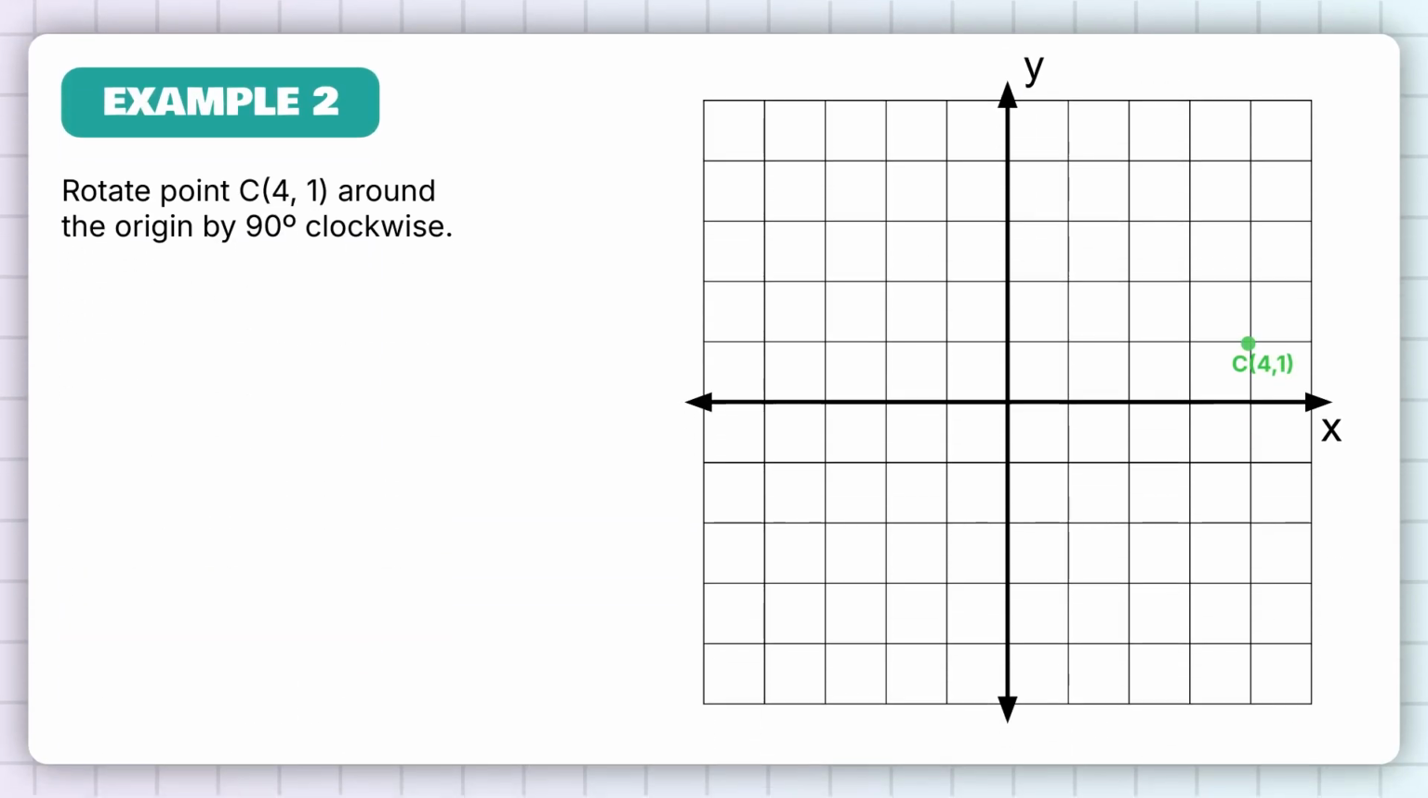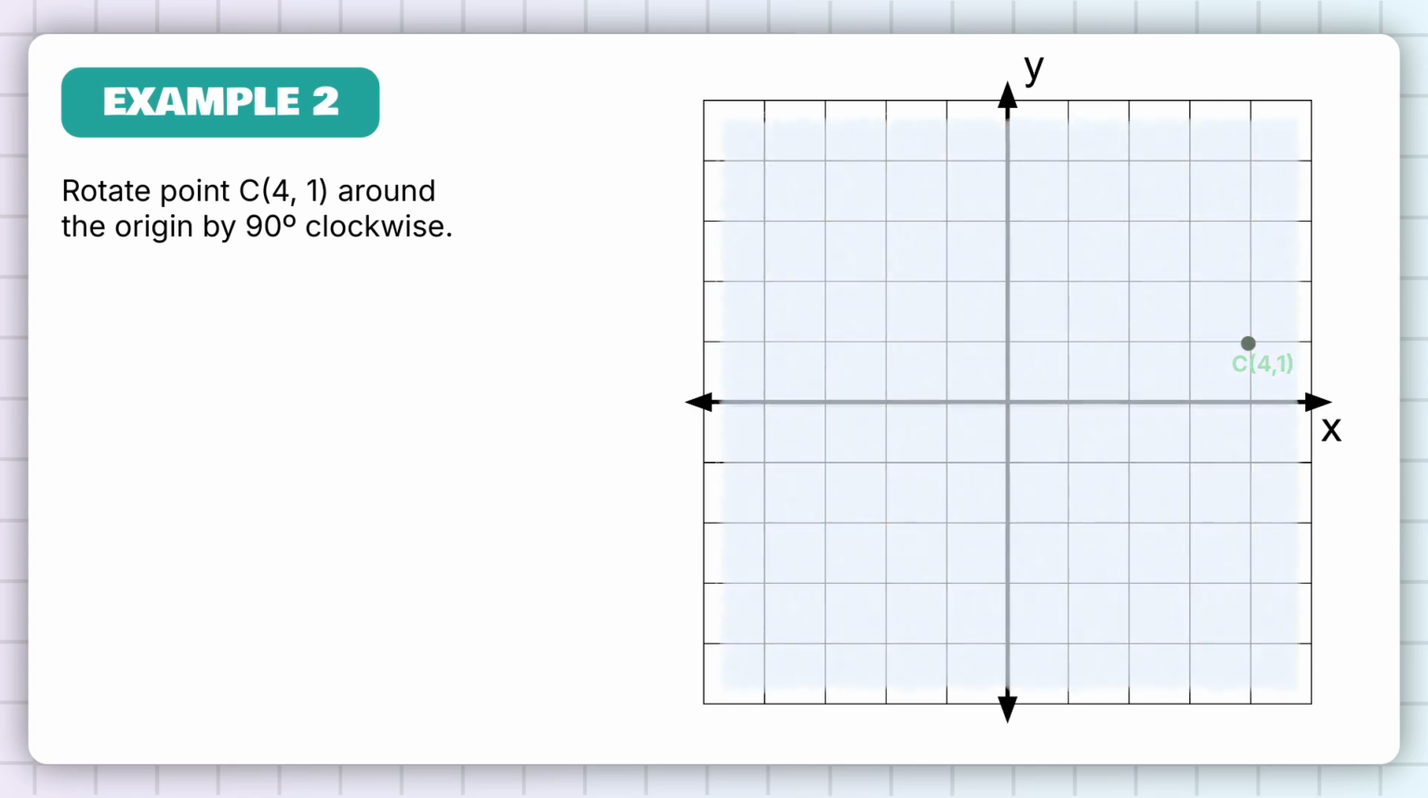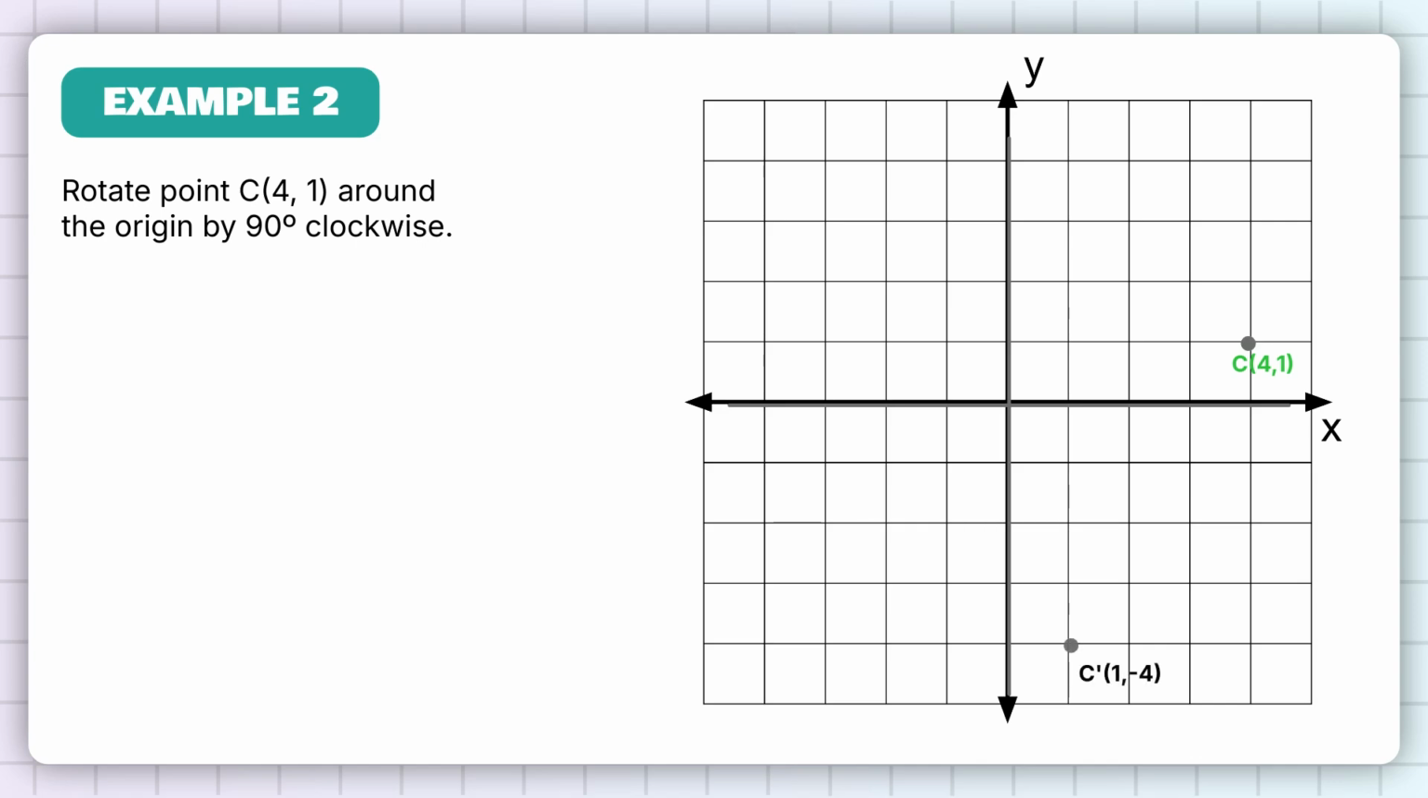Next, let's rotate point C around the origin by 90 degrees clockwise. Notice that this is the same as rotating it 270 degrees anti-clockwise. Start by tracing point C and the coordinate axes on the tracing paper. Place the pencil at the origin and rotate the tracing paper 90 degrees clockwise. The new coordinates of point C will be (1, -4).